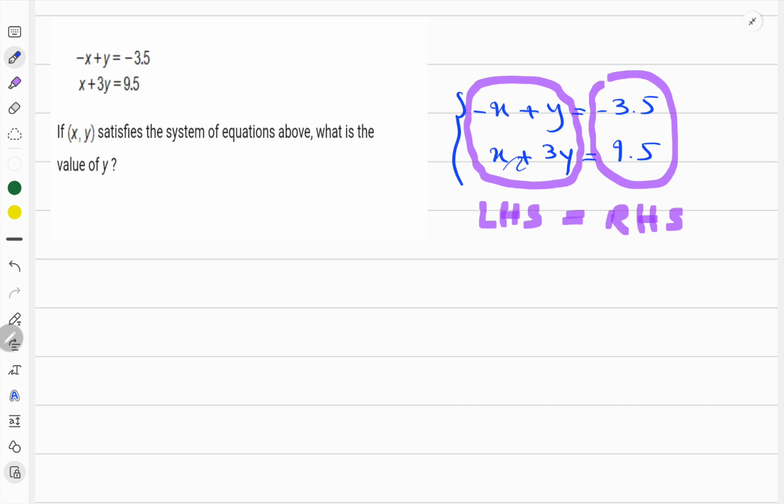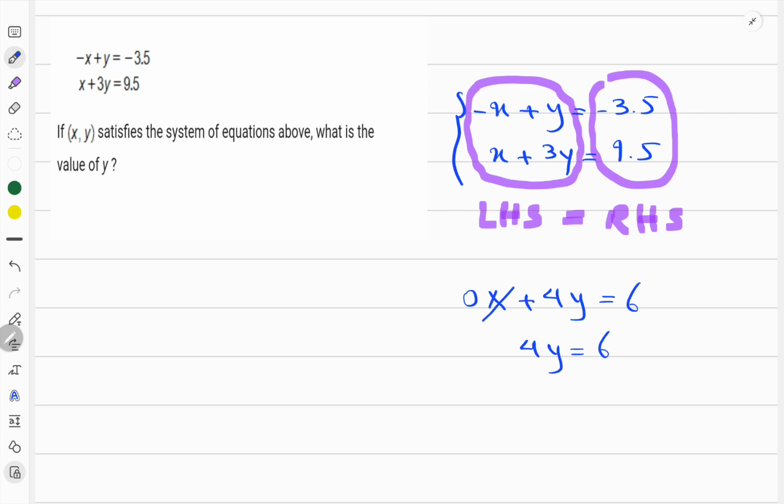Okay, negative x plus x gives you 0x. Plus y plus 3y are like terms, so you can collect them, which gives you plus 4y equals negative 3.5 plus 9.5, which gives you positive 6. And you know that 0x is 0, you don't need to write anything. And 4y equals 6.